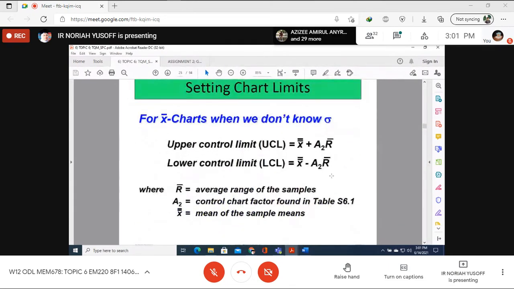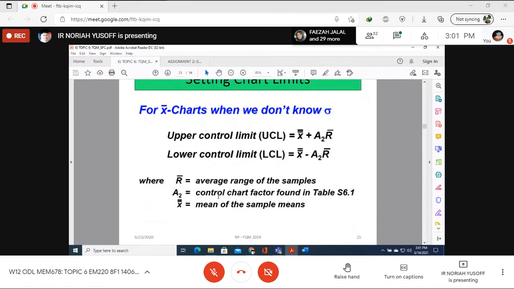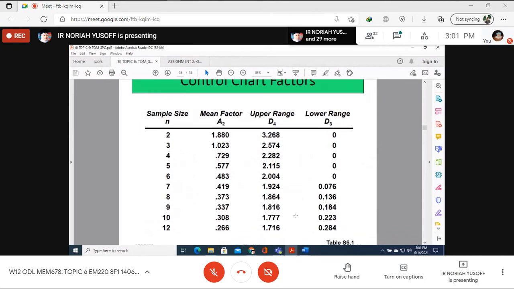So now in this case, R bar will be given to you later in the sample. So R bar is the average range of the samples, and A2 is from the control chart factors found in table 6.1. So what was our sample size just now? Sample size is 9. So if the sample size is 9, the A2 value is 0.337. You have to take that one. Understand, A2 multiplied by the R bar value.